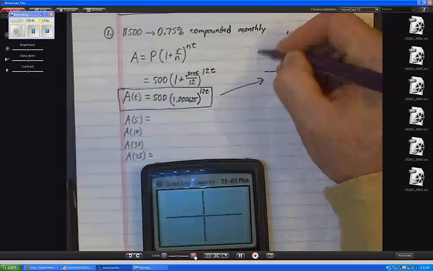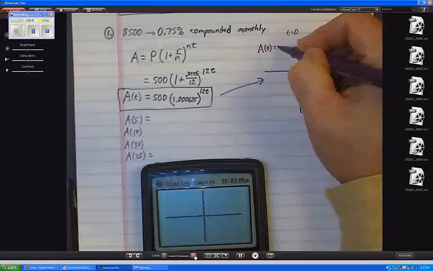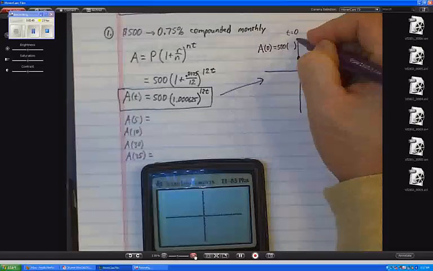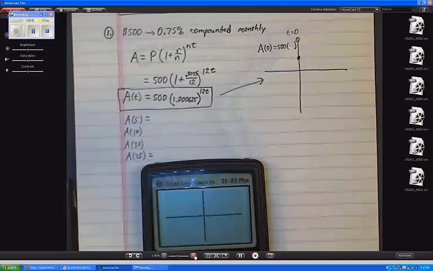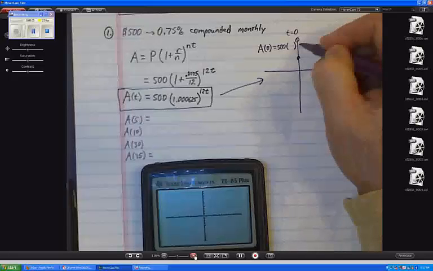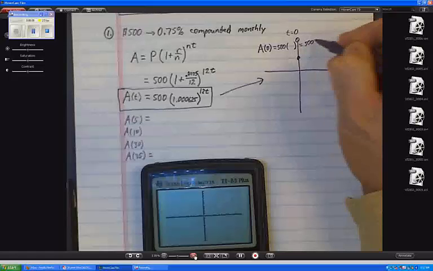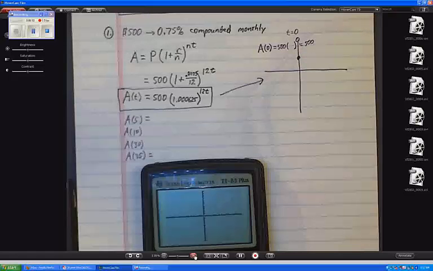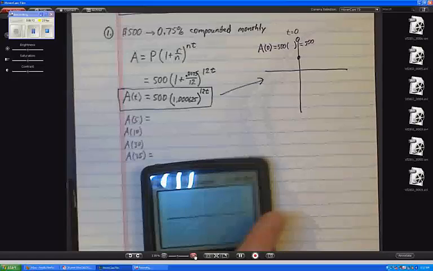Well, A of 0 would be 500 times who cares to the 0 power. And why do I say who cares? Because anything to the 0 power is what? 1. That's why the exponential functions we've been graphing most of the time went through 0, 1. But our exponential function is going to go through 0, 500. Okay? So I need to change my window. So I'm going to put my calculator screen back here. I'm going to press the window button.